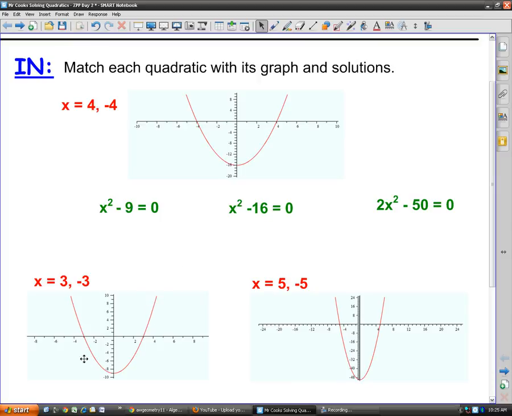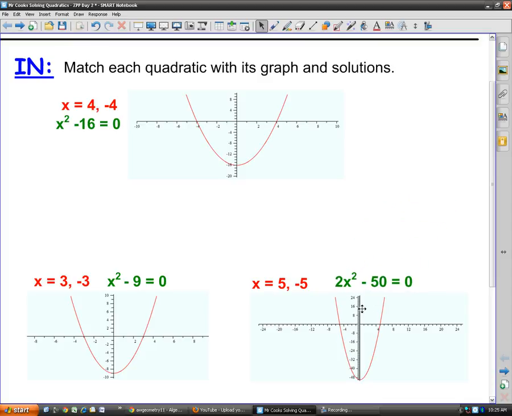Hopefully you notice that this is a U-shaped graph. Just by process of elimination, I can say this one is a U-shaped graph that has moved down 9 units. So that would have to be this one, because it's crossing down here 9 units down, just remembering our transformations from before. This one up here, the U-shaped graph moves 16 units down, so that should match. And last but not least, the graph has moved 50 units down, and it's a little narrower graph because we're multiplying by 2.